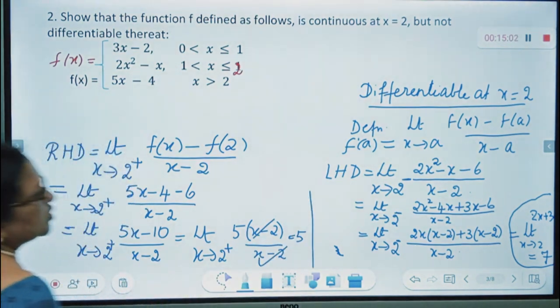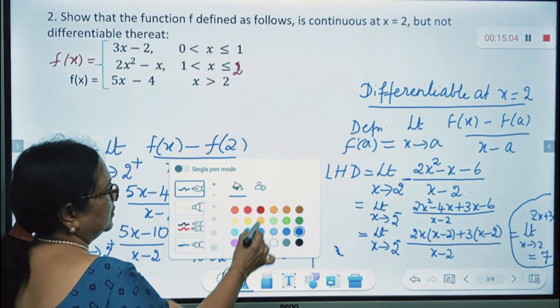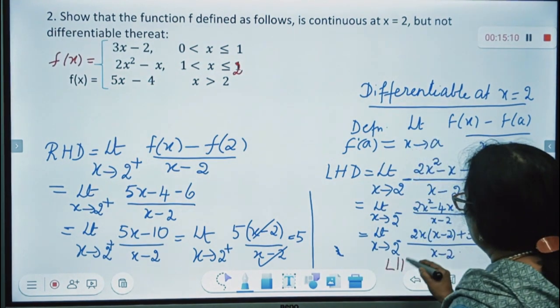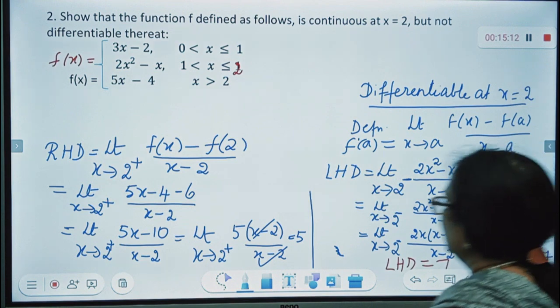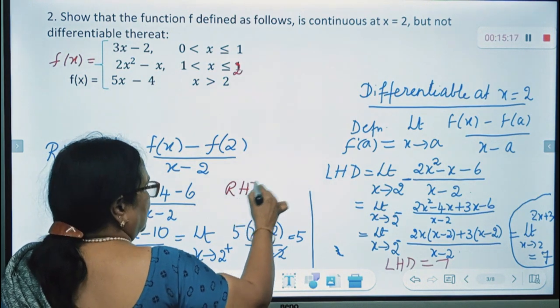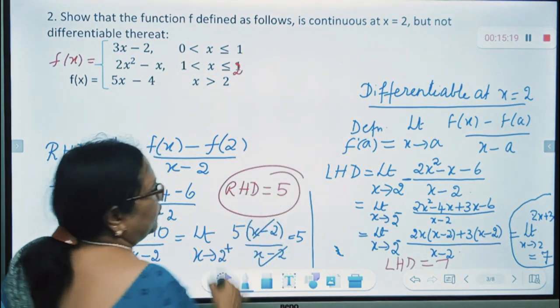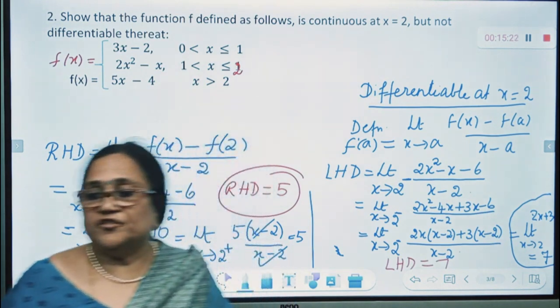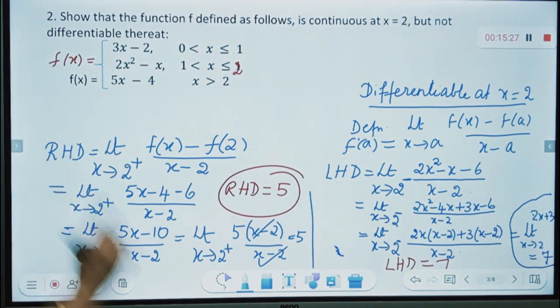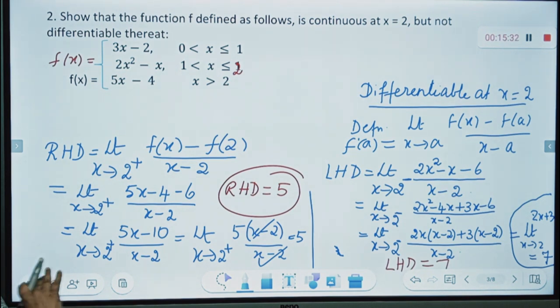So what do you observe? The left hand derivative is 7. Right hand derivative is 5. Therefore, the function is not differentiable at x equal to 2. So, what did you notice? We noticed that it is continuous at x equal to 2 but not differentiable at x equal to 2. Is it clear how to apply the formula and verify differentiability and continuity?